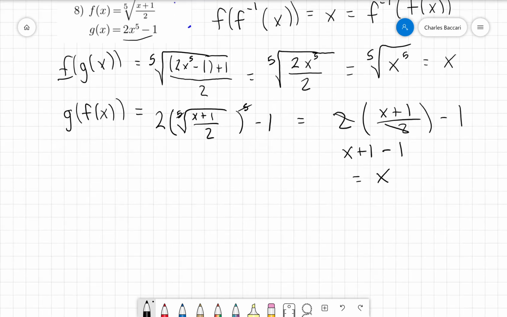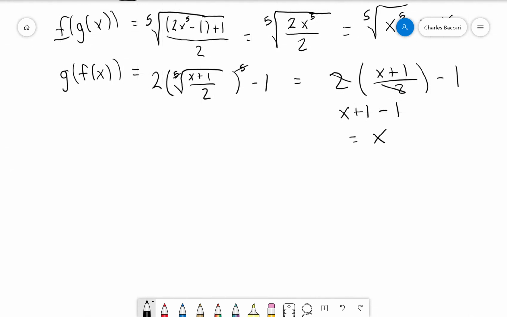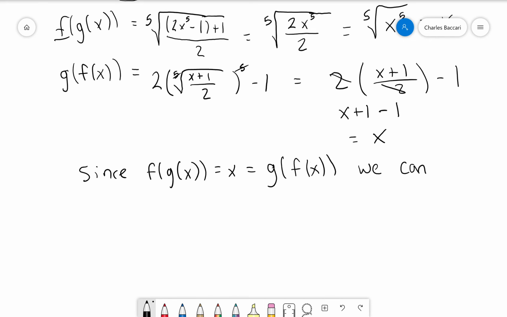So, since f of g of x is equal to x, which is also equal to g of f of x, we can conclude that g is equal to f inverse of x. Okay, so they are in fact inverses of one another.